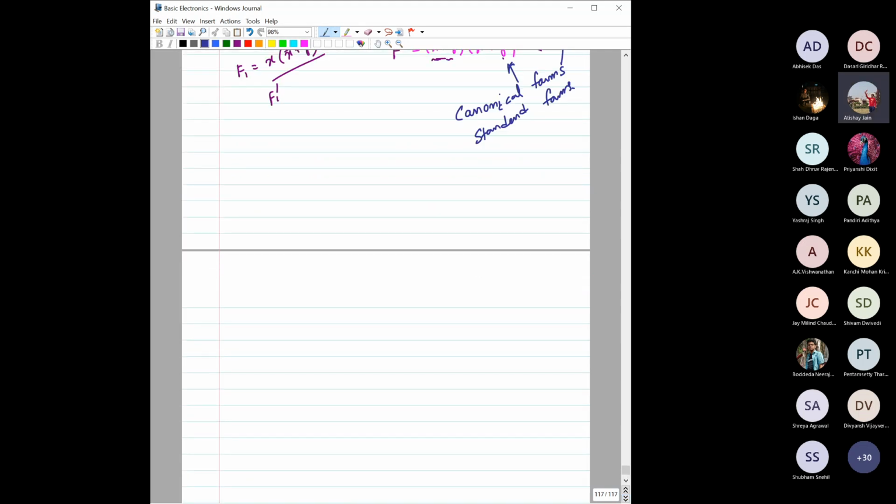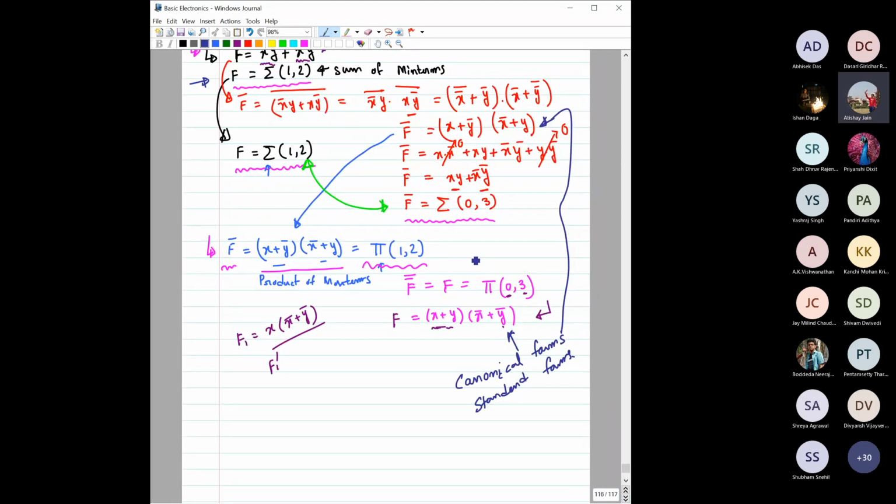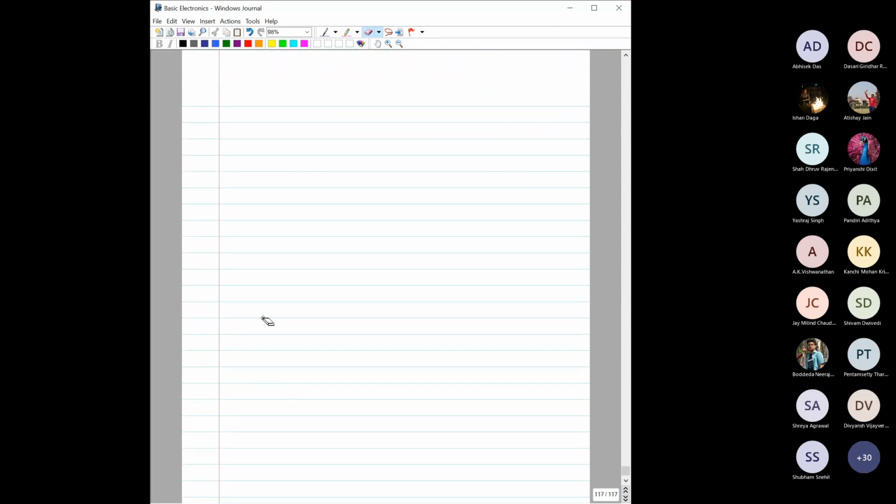Sir, what is canonical form? This is standard representation. Maybe from an example only we will understand it in a better way. So let us do an example, two examples in fact, and then we will understand.